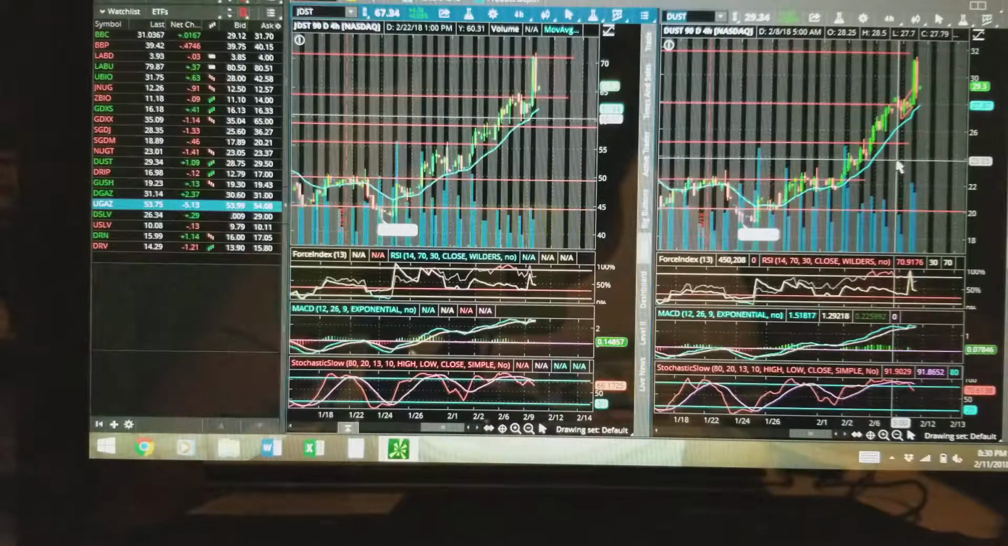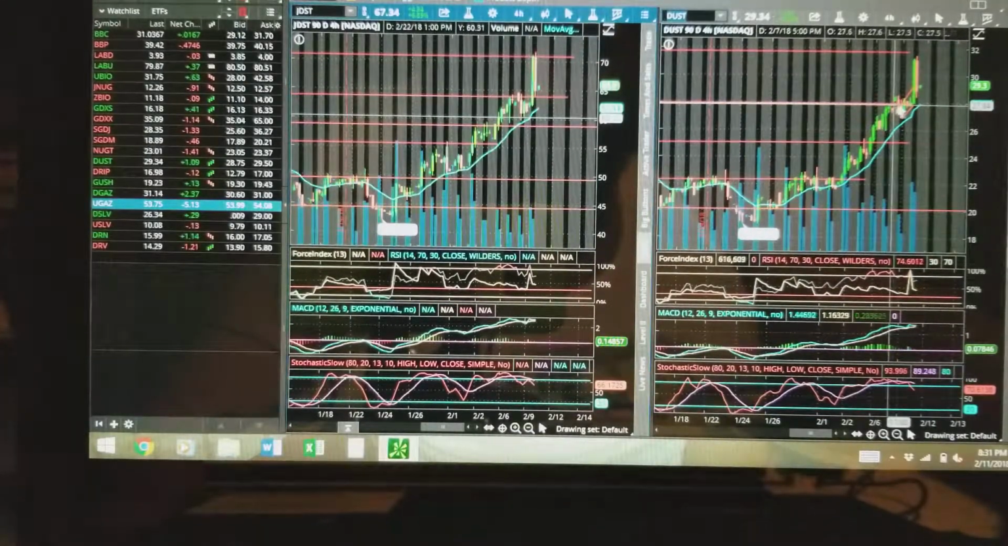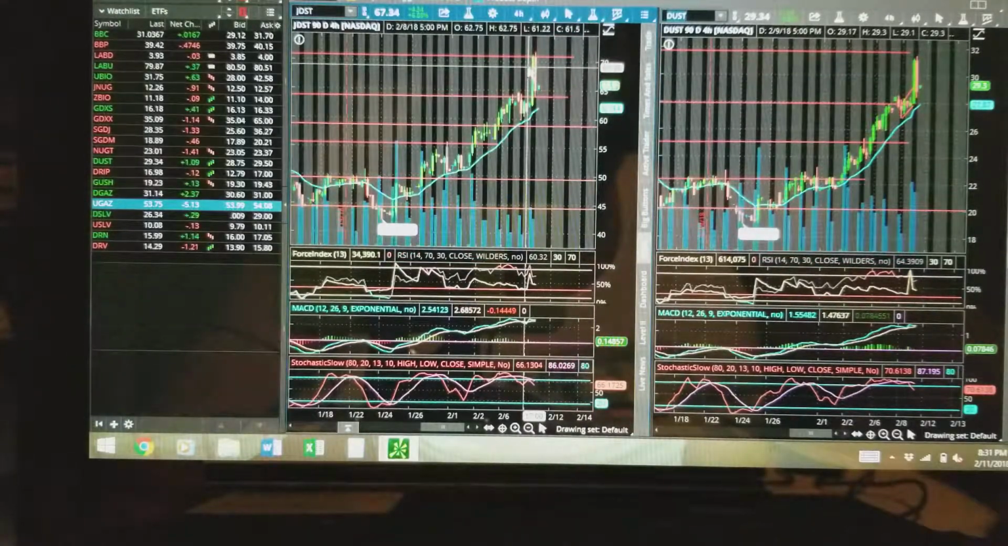Where did I get in with DUST? I got in down here at 23.15, as it broke support or resistance here, and I rode it up. I sold in this cluster of indecision, because as you can see, it's at a line of resistance here, and unfortunately it went up the next day. But with JDST, I was in at 60.15 and I rode it up, so I still profited on there.